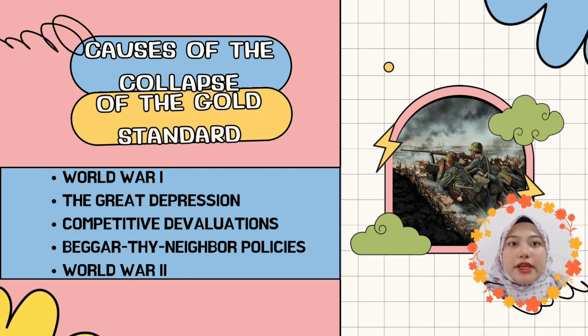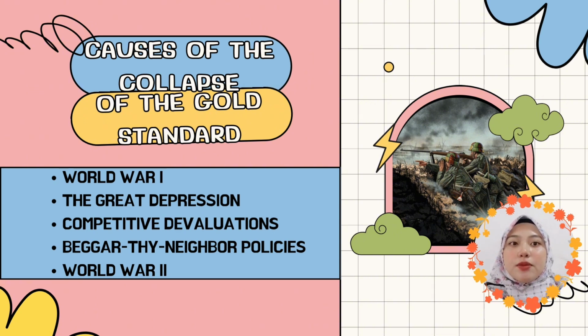The fourth reason was beggar-thy-neighbor policies. In these policies, countries would intentionally devalue their currency or implement tariffs to harm other nations' economies in an effort to improve their own. This created further instability in the global economy. Finally, World War II brought about even more disruptions. Countries were still facing the financial consequences of the war, and the gold standard was no longer practical. As a result, more nations fully abandoned the system.